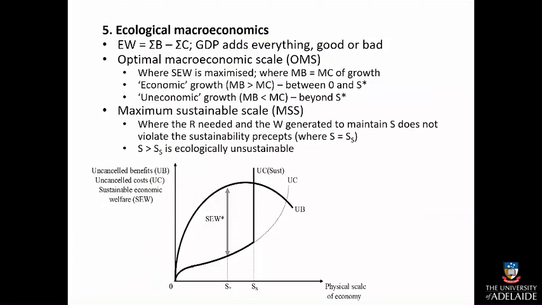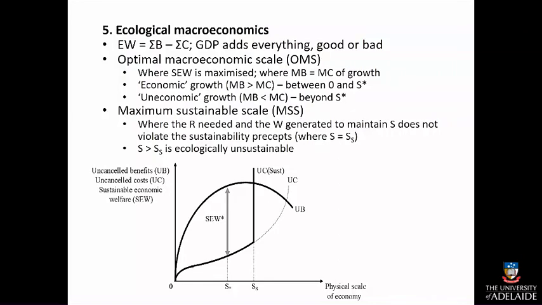Okay, now for a little bit of ecological macroeconomics. Ecological economists are more interested in, at the macroeconomic level, economic welfare rather than GDP. They define economic welfare as equal to the sum of the benefits of economic activity minus the sum of the costs at the macroeconomic level. The problem with GDP is it's a fantastic measure of production, but of course it just adds everything, whether it's good or bad, whether it's a benefit or a cost.